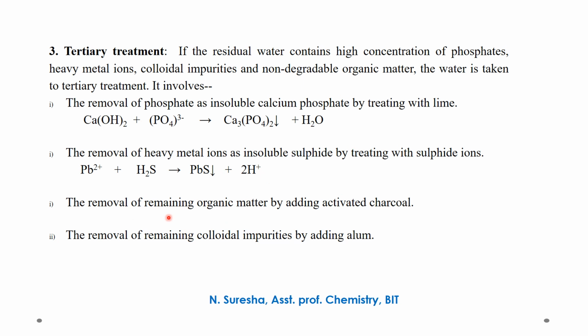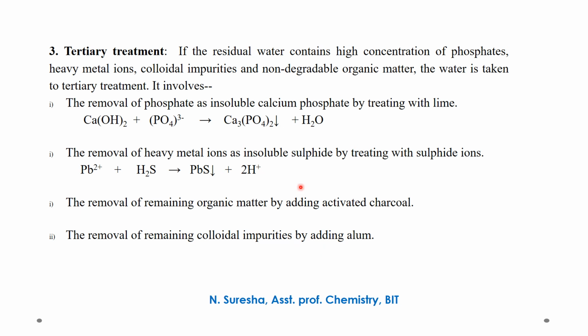The removal of remaining organic matter is done by adding activated charcoal to the water. There will be a minute pore structure in the activated charcoal, so the remaining organic matter will get adsorbed through the porous structure of the activated charcoal. So the organic matter can also be removed. Non-degradable organic matter, if present in the water sample, can be removed by adding activated charcoal. The removal of remaining colloidal impurities, if any are still present in the tertiary treatment, can be done by adding alum, potash alum.